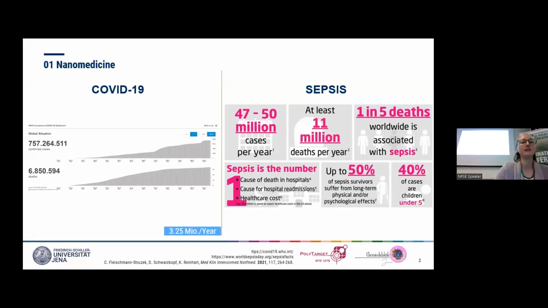And if we contrast these numbers with sepsis, we see even higher mortality, with 11 million deaths per year worldwide. It is estimated that 20% of all deaths worldwide are associated with sepsis. And I think most of you know that that's a disease that needs very rapid and intensive medical treatment. So if you look at the numbers, it is clear sepsis needs to be taken seriously.